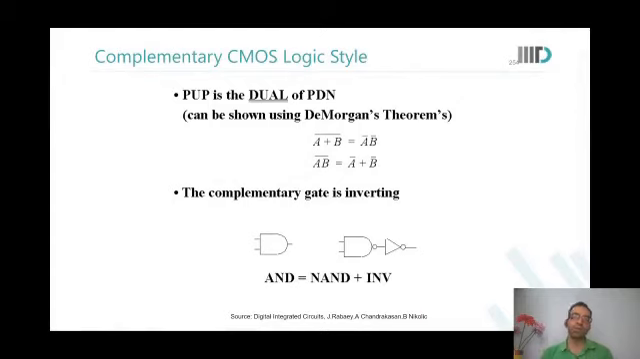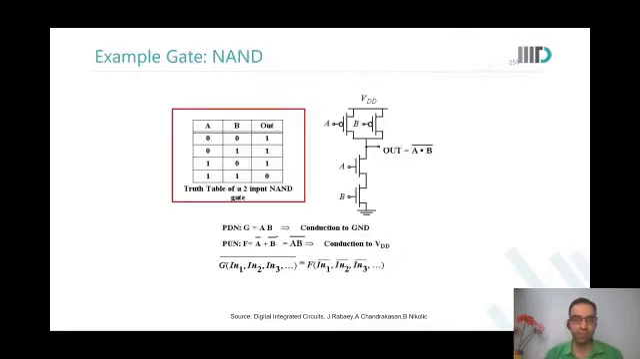Okay. So we say that the pull-up network is a dual of the pull-down network in a complementary CMOS style. And CMOS is always an inverting gate. If you want to implement an AND gate, you will have to first implement a NAND gate, and only then will you be able to implement the AND gate. So you can implement inverting gates in one stage, but non-inverting gates require 2 stages. So this much we know.